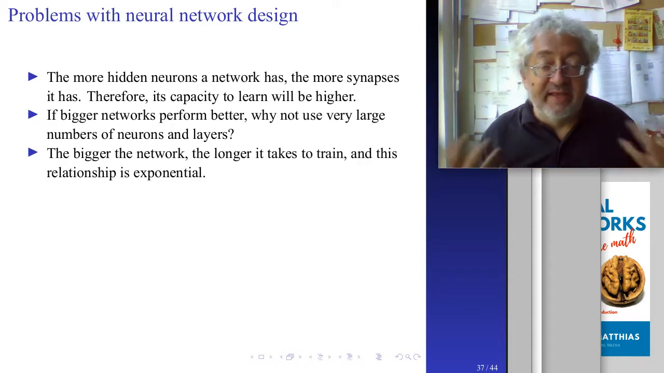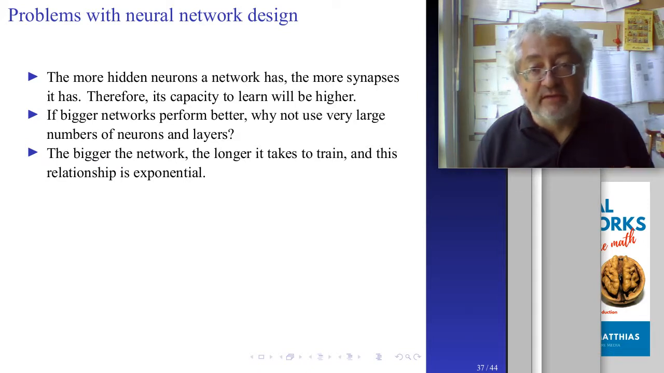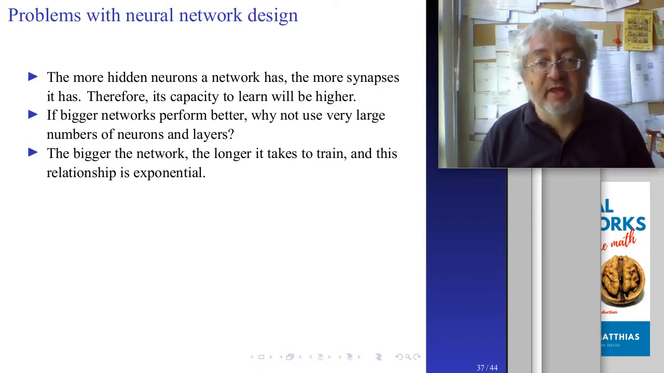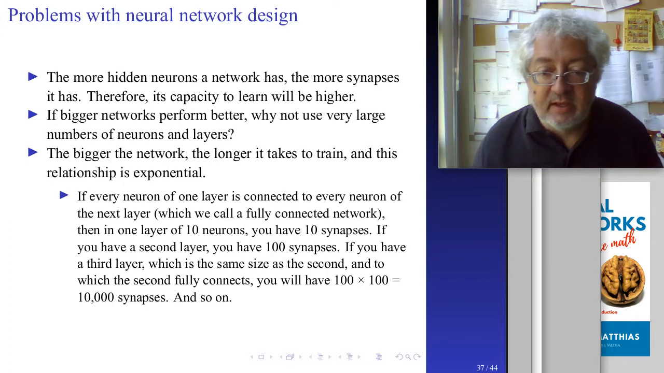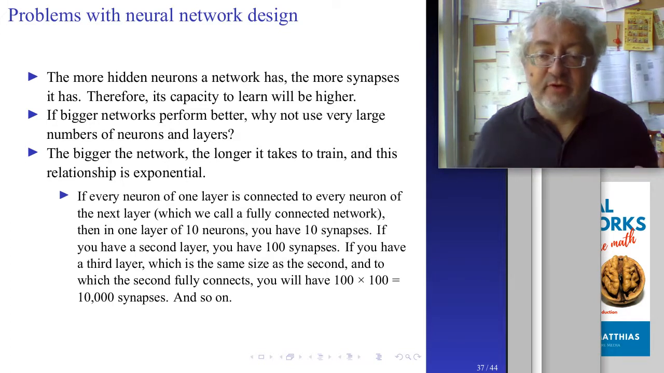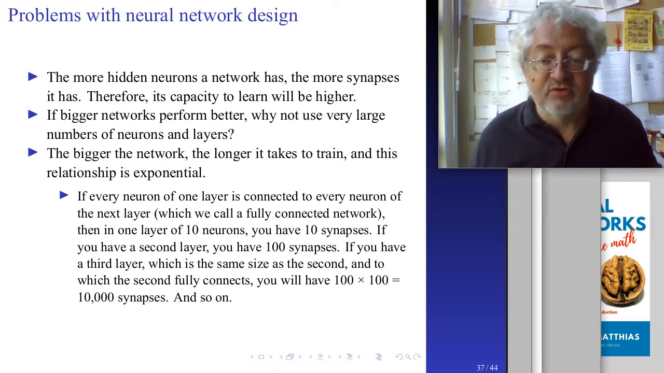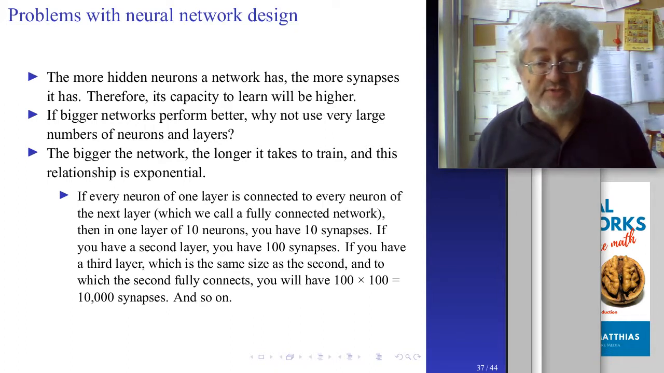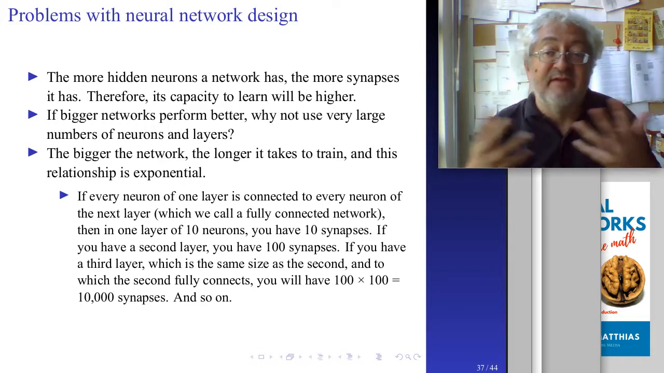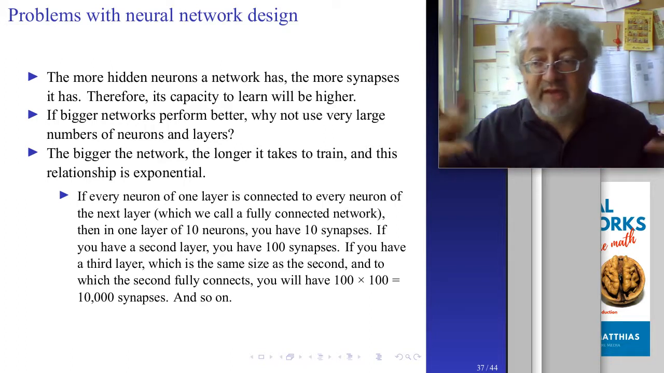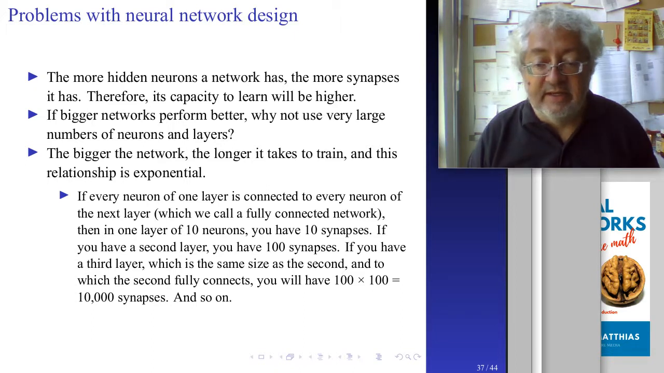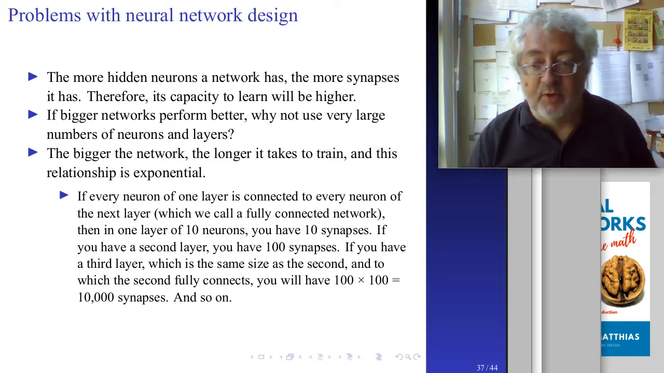Well, the bigger the network, the longer it takes to train. And this relationship is exponential, like we said before, right? Every neuron of one layer is connected to every neuron of the next layer. Then in one layer of 10 neurons, you have 10 synapses. If you have a second layer, you have 100 synapses. If you have a third layer, which is the same size, you will have 10,000 synapses. So the more layers you add, and you never have 10 neurons, right? You normally have like 100 or 1,000. And so now you can see how this explodes.